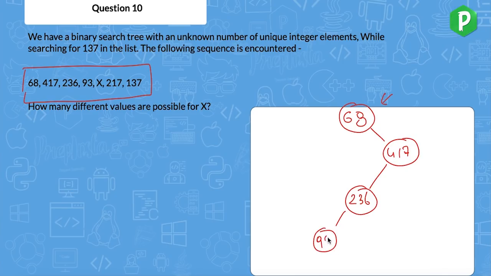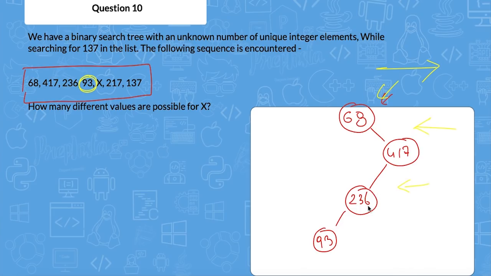So what we are doing, if we are, let's say, searching for 93, is first we check here. 93 is greater than 68, so it moves on towards the right. 93 is lesser than 417, so it moves on towards the left. Now 93 is less than 236, so then again it moves towards the left. So which is why 93 finally came here.